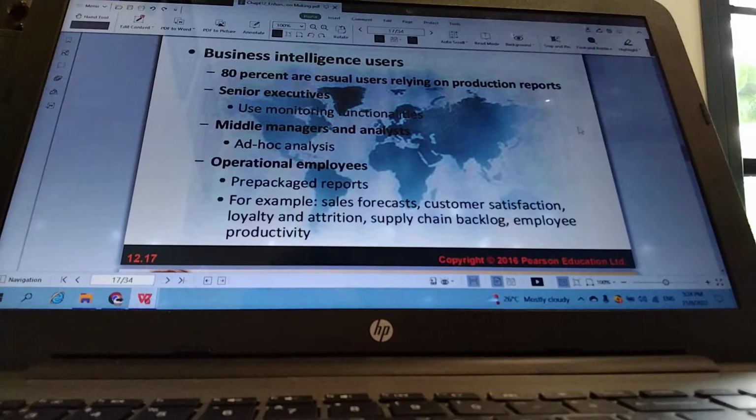And they are senior executives, who could be part of the management, where they use these BI features for monitoring purposes. Mainly for monitoring their businesses, the progress of the businesses, and what action needs to be taken to transform the business to the next level, and so on. Those are the senior executives who are involved in using the BI, and they make up much of the 80%.